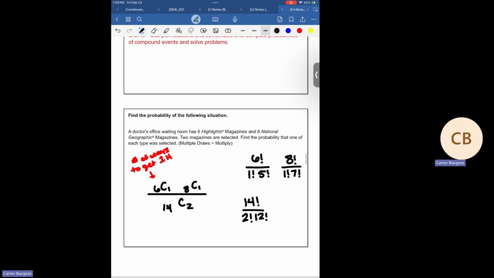And what am I doing with these 2 values? Number of ways to get 1 National Geographic, and I am multiplying them together. All right, fundamental counting principle. I have 6 different outcomes for the first. I have 8 different outcomes for the second. That gives us a total of 48 out of 91 outcomes.